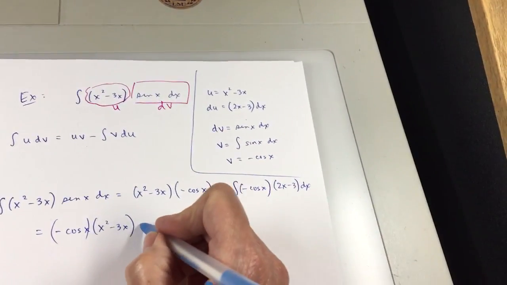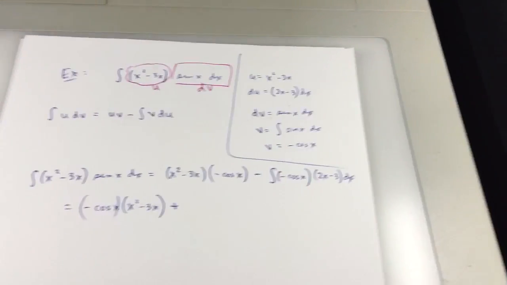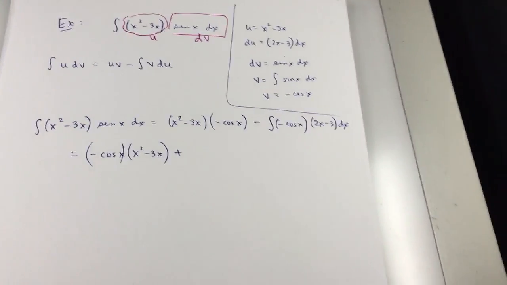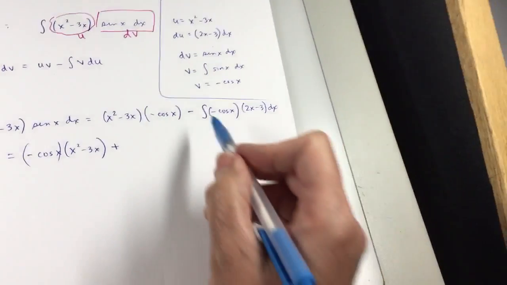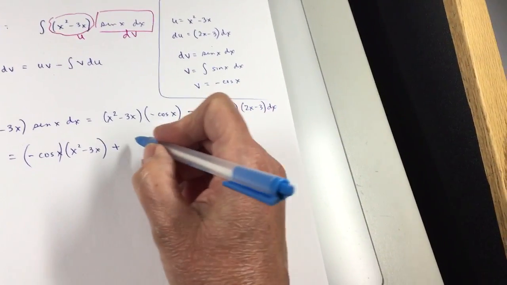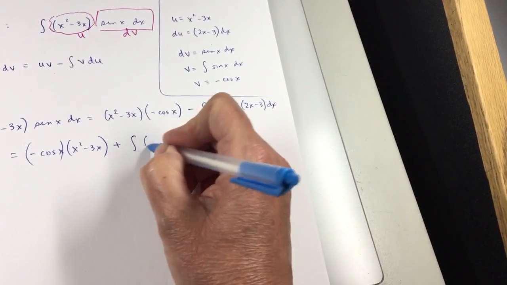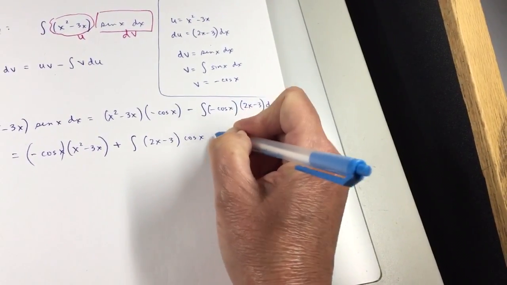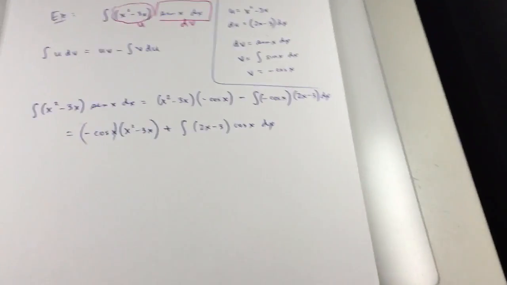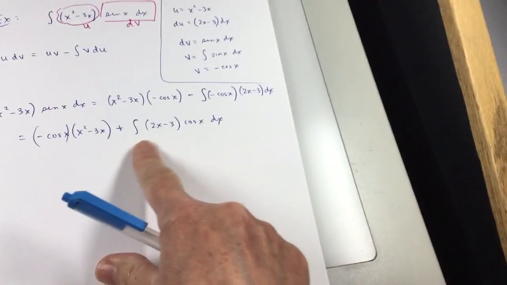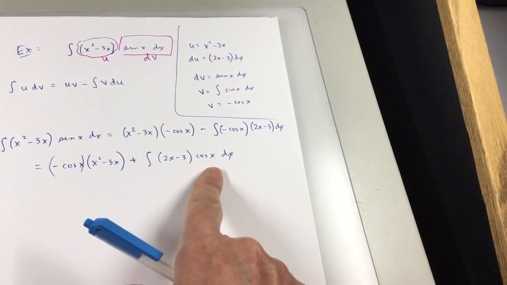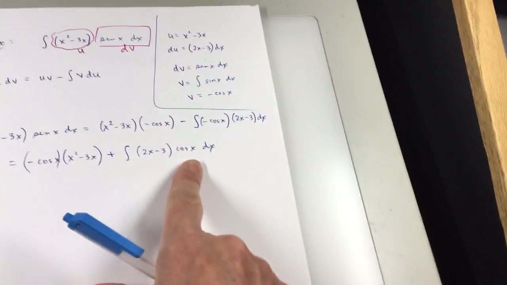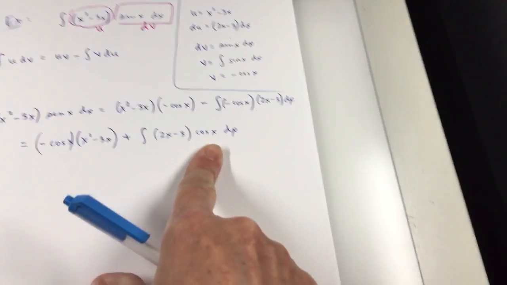Now, well, it's too late. That's the way it is. I was wishing I'd have kept x squared minus 3x in the front. But then it's going to be a double negative here. The integral of 2x minus 3 times cosine x dx. How do I do this integral? Integration by parts again.